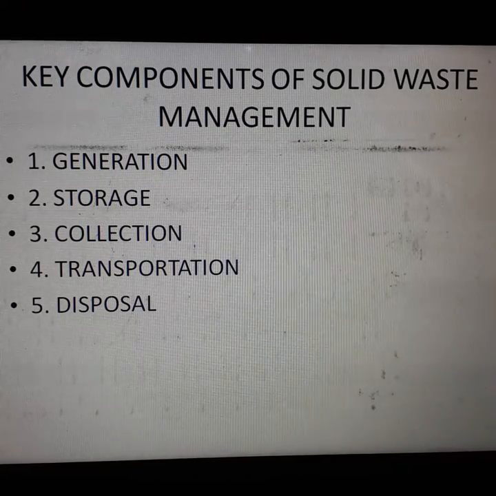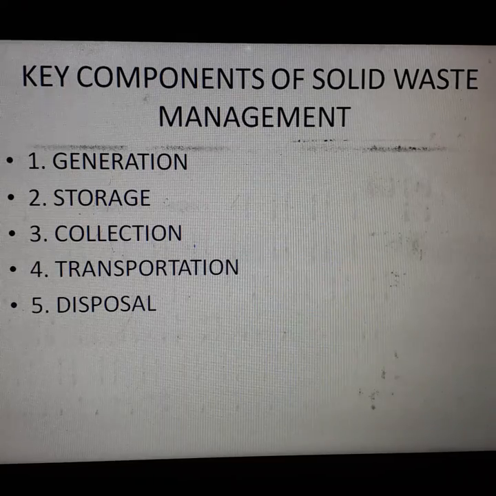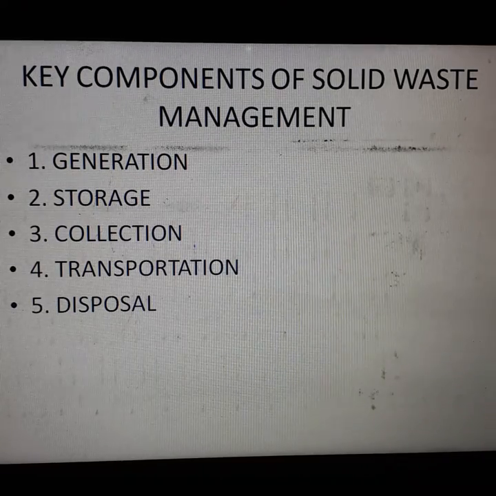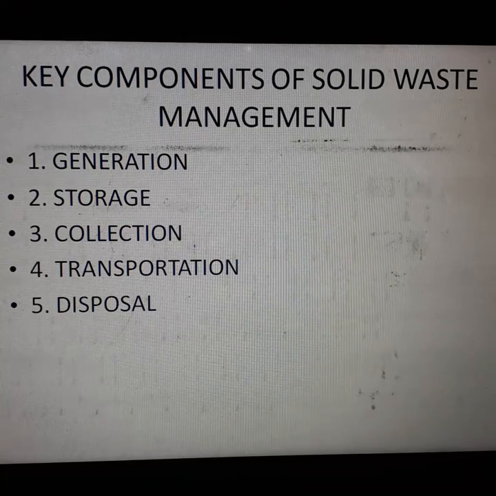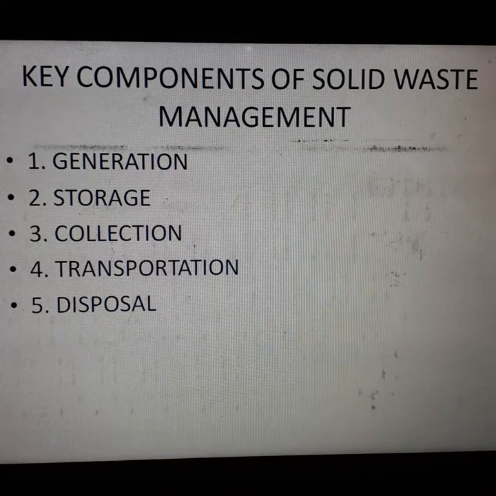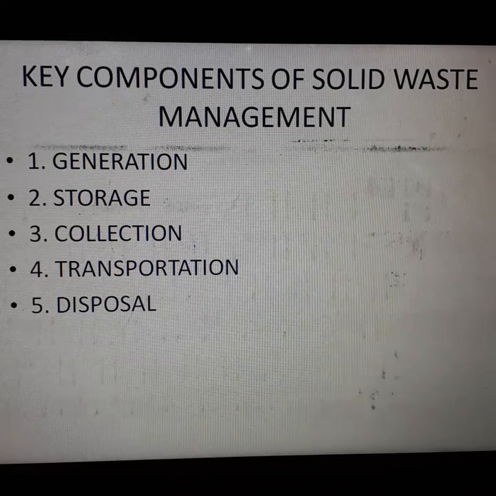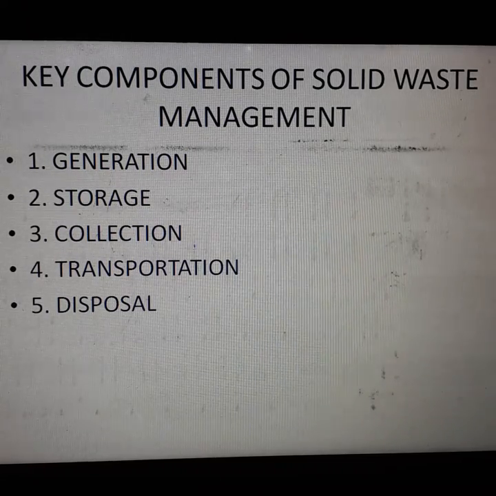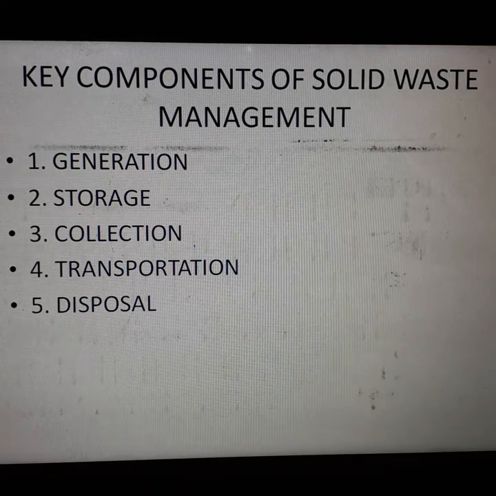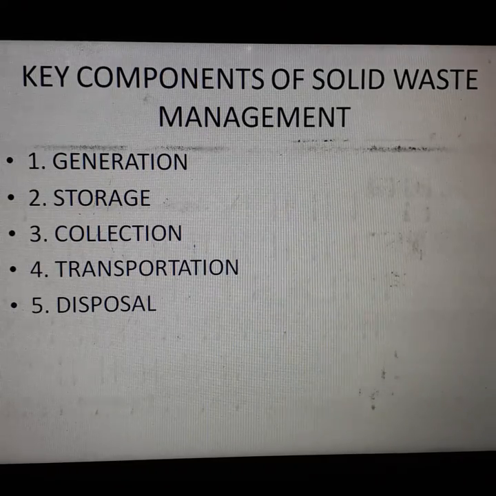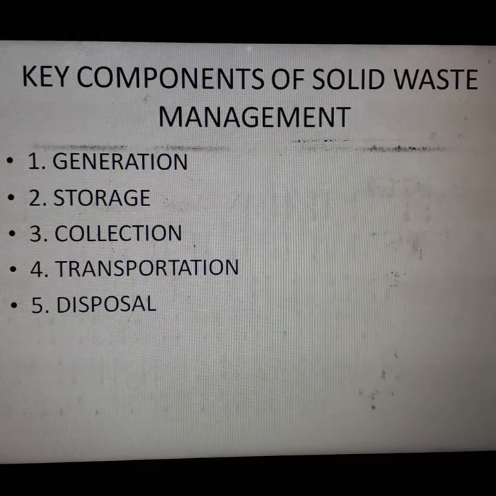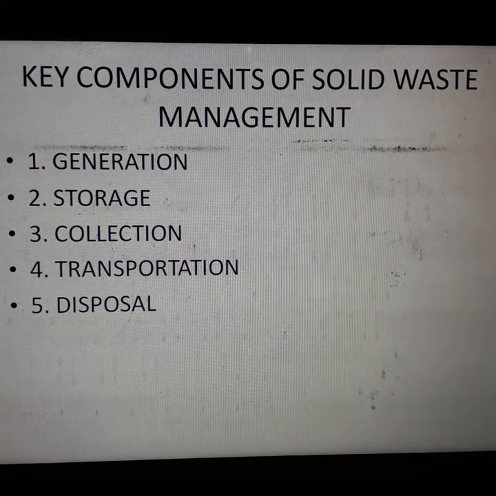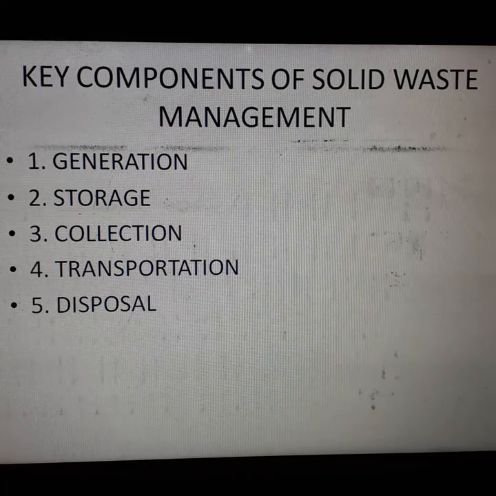Improved storage facilities include household containers, plastic bins, etc. Large containers, that is communal bins and oil drums, and communal depots, that is a well fenced-in area, etc. Next is collection. Collection simply refers to how waste is collected for transportation to the final disposal site.